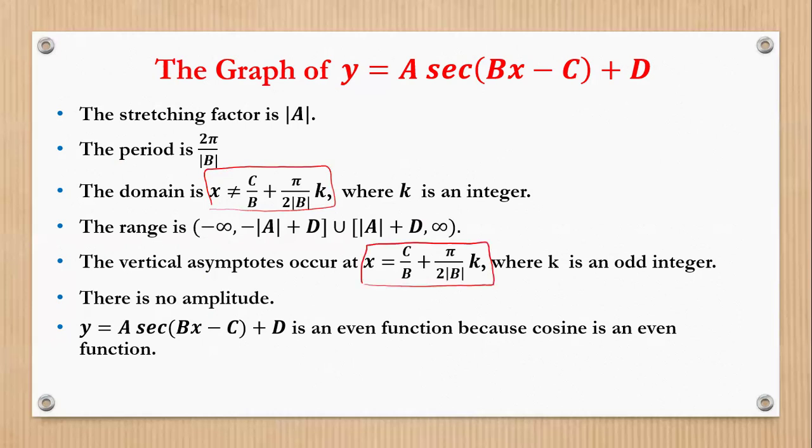To find the range, instead of saying -infinity to -1, we say -infinity to -a plus d, because in this function we have a and d. We have a vertical shift and a number that tells us how much we go up and down, and from a plus d to infinity. And we know that the cosine is an even function, which means the cosine of -x is always the same as the cosine of x. And since the cosine is an even function, the secant is also an even function.